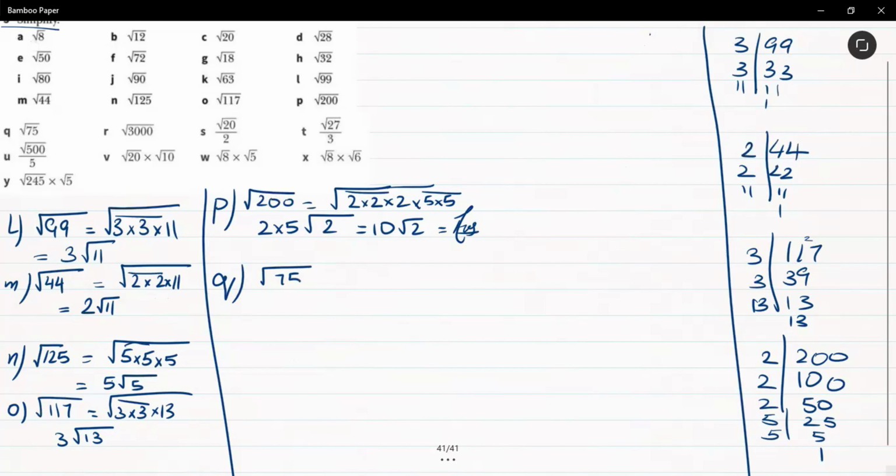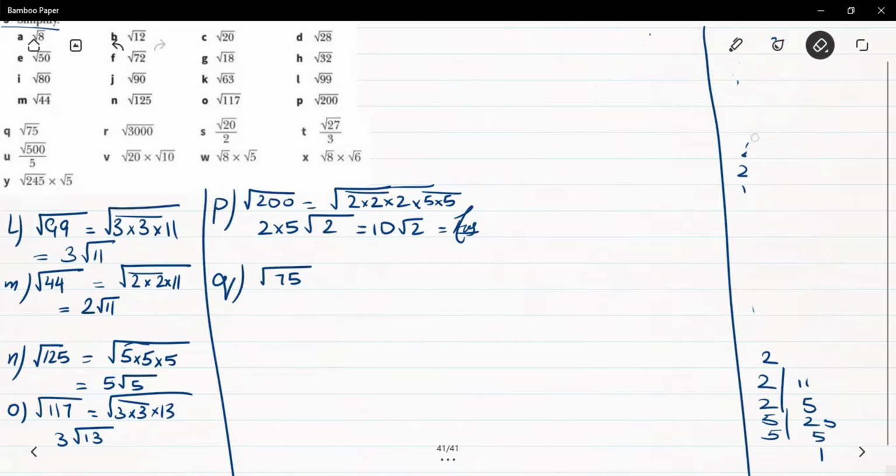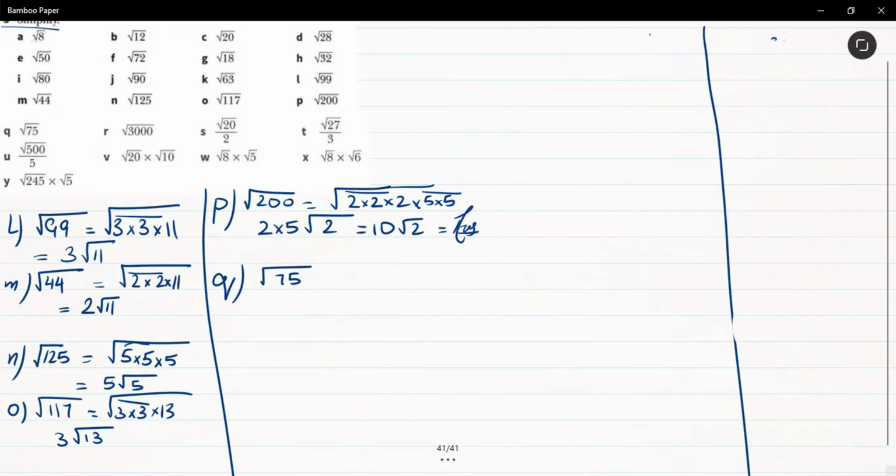So that is equal to under root 75. Part Q is under root 75. Okay, so let me just erase my rough work here for a second. So what is under root 75? 5 5s are 25, 5 15s are 75, I guess. Yeah. So 5 15s are 75, 5 3s are 15, and 3 1s are 3.